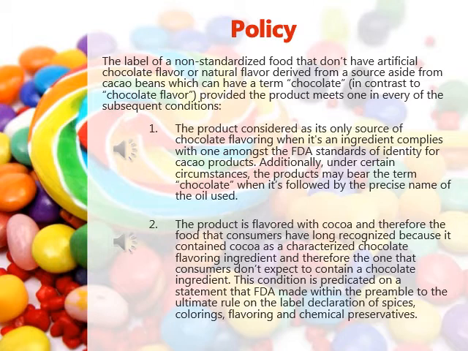Number 2. The product is flavored with cocoa and the food is one that consumers have long recognized because it contained cocoa as a characteristic chocolate flavoring ingredient, and the one that consumers do not expect to contain a chocolate ingredient. This condition is predicated on a statement that FDA made in the preamble to the final rule on the label declaration of spices, coloring, flavoring, and chemical preservatives.